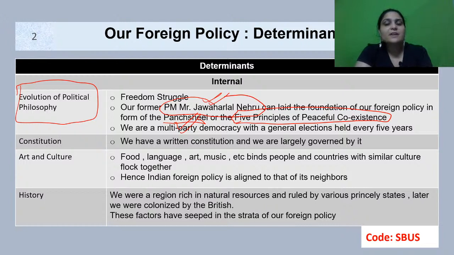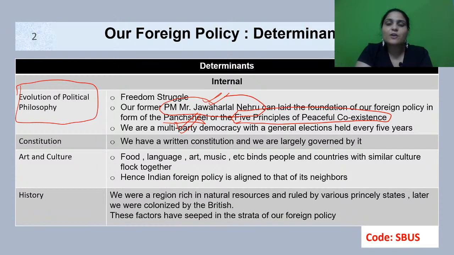When our present prime minister came into power, he gave a lot of importance to all the SAARC nations. His first visit was, actually, during his oath taking ceremony in 2014, he called all the SAARC nations to his oath taking ceremony. The first place he went to after his oath taking ceremony was the Southeast Asian nations. He said that they're very important, they are brethren.